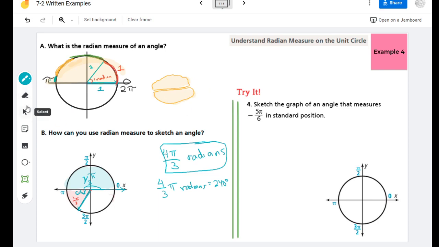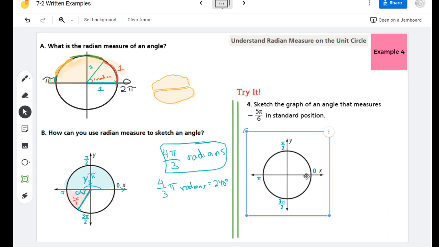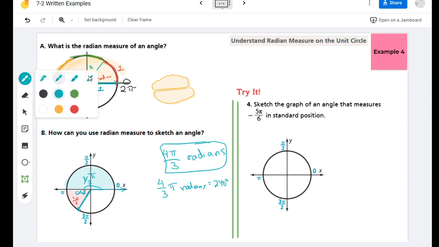All right, so now let's try this with the try it with -5/6 pi. Okay. So starting out, it's a negative angle. So I'm going to start by dealing with this bottom empanada, right? Because a negative angle is going to go clockwise. Okay, so that's the part of the empanada I'm dealing with. Now my initial side still starts on 0. Okay, so there's my starting side. And then I need to go backwards 5/6 of a pi.